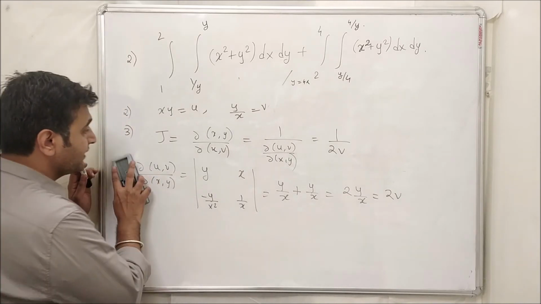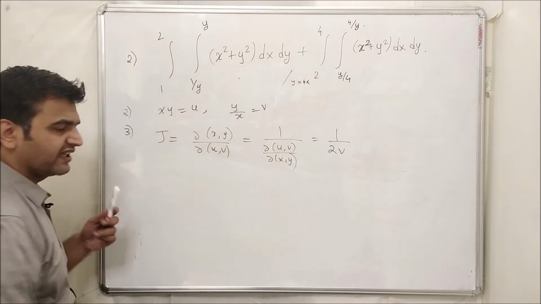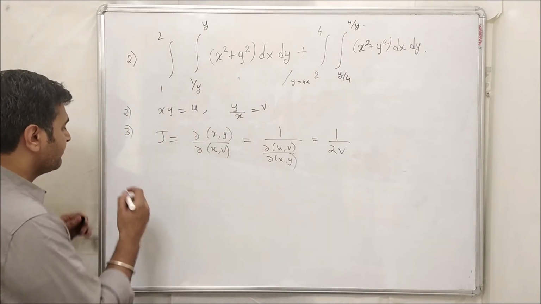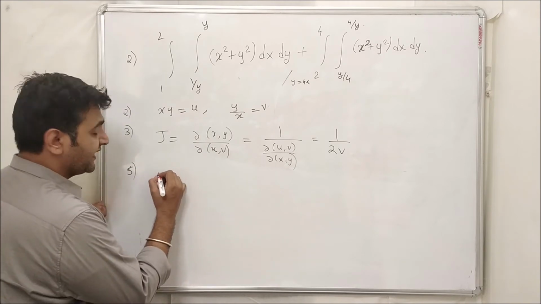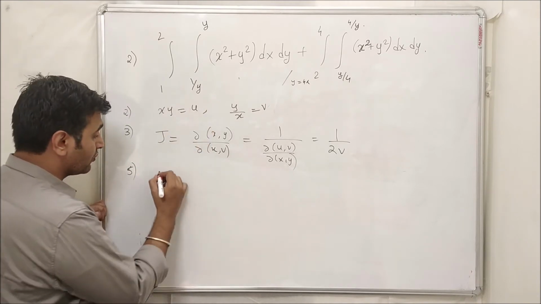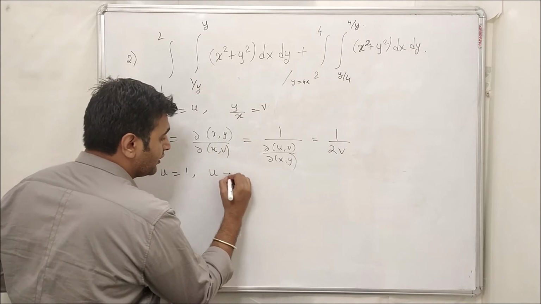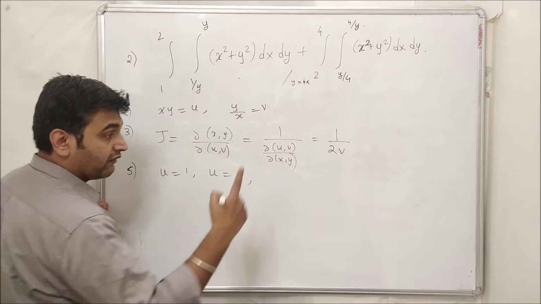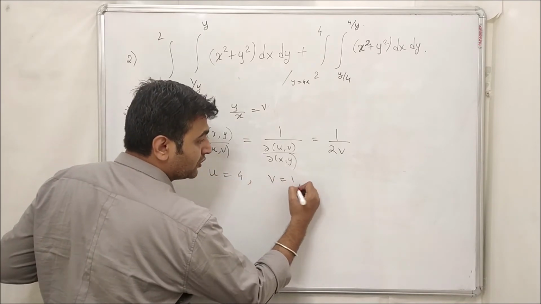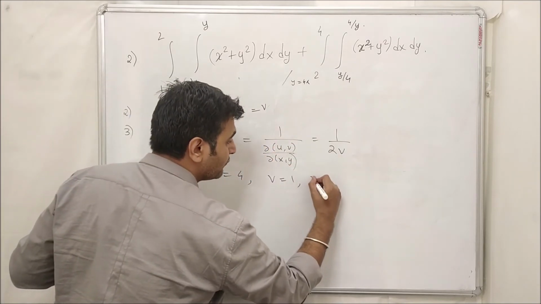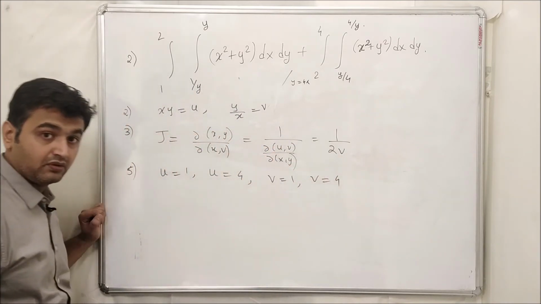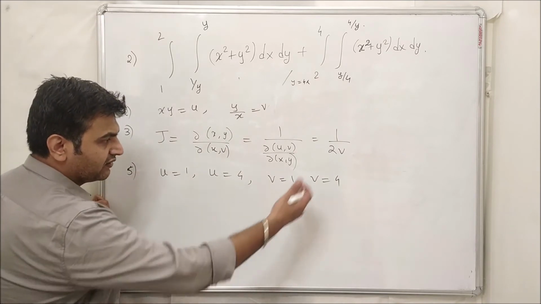Now what is the next thing? You need to draw the table. But again, no need to draw the table here because we have the equations over here. So what were the equations? xy equal to 1 and xy equal to 4. So u is equal to 1, u is equal to 4. y by x equal to 1, so v equal to 1, and y equal to 4x means y by x equal to 4, so v equal to 4. Good. So you have a rectangle.